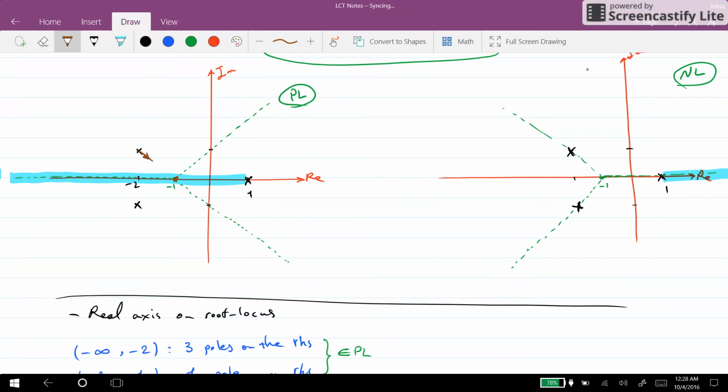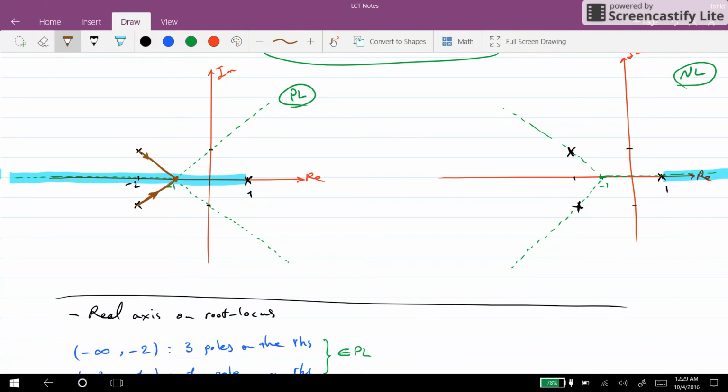So the branch will start from that pole, it will depart the pole with that angle, and eventually it will arrive on the real axis at the point minus 1, the break-in point indeed. And for the other pole, since the root locus is symmetric with respect to the real axis, we will have this situation. So there is no need to calculate the angle of departure for this pole.